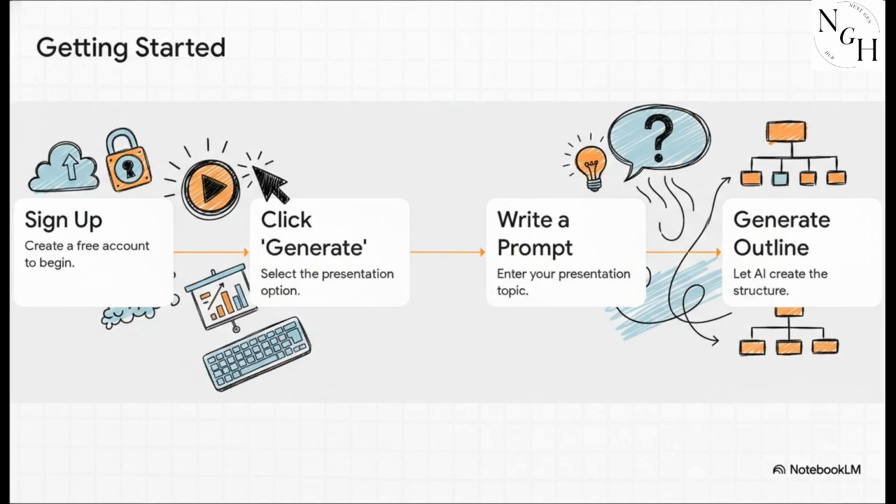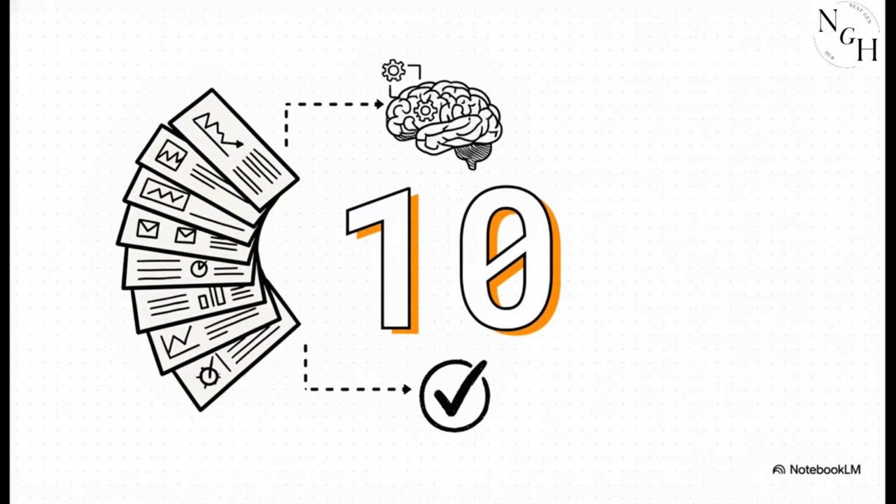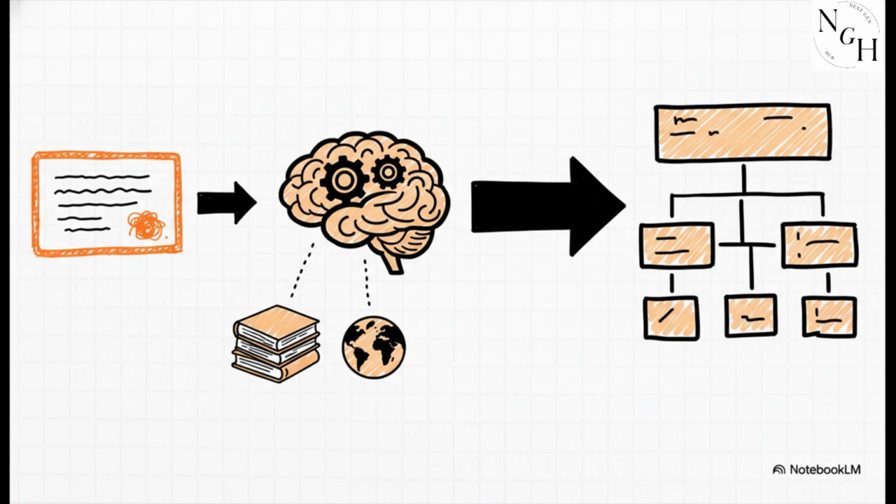Okay, so getting started is super simple. You just sign up, it's free. You hit the Generate button, pick Presentation, and then you just type in whatever your topic is. Something like the rise of vertical farming in urban areas. Then, boom, you click Generate Outline. And here's something you're going to want to know right away. You can create presentations that are up to 10 slides long, completely for free. For most meetings or class projects, let's be honest, that's kind of the perfect length for a really sharp, focused presentation.